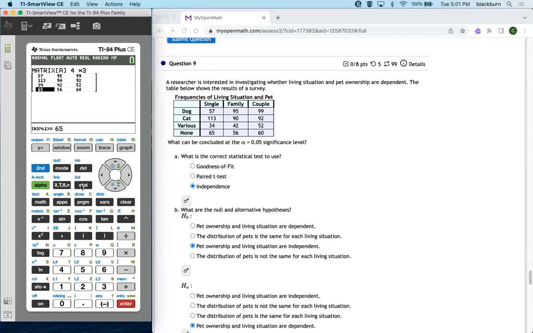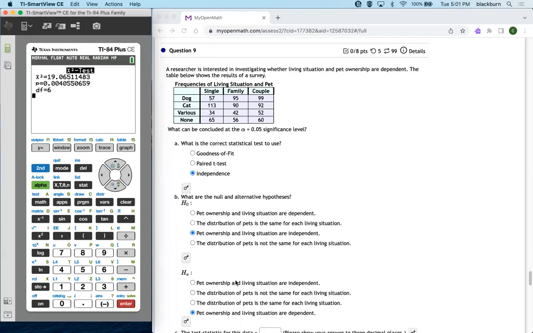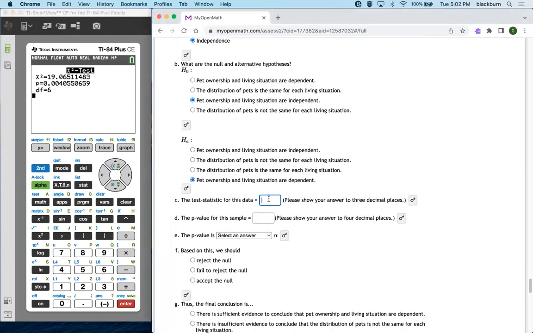Now I go to stat, tests. Going to go up to chi-square, enter. Yep, observed is A, expected is B. We don't have to change that at all once you change the matrix. Okay, so then we go down to calculate, enter. So our chi-square value is going to be our test statistic, 19.065.